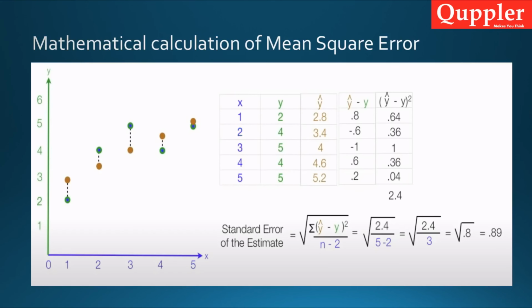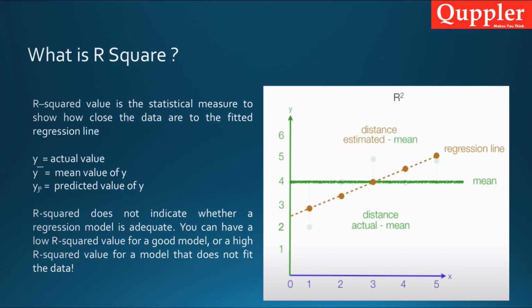Once we found the mean square error, similarly we can find the root mean square error just by square rooting it. So now we're going to jump into knowing what R square is, which is our last evaluation metric. R square is a statistical measure to show how close our data are to the fitted regression line.